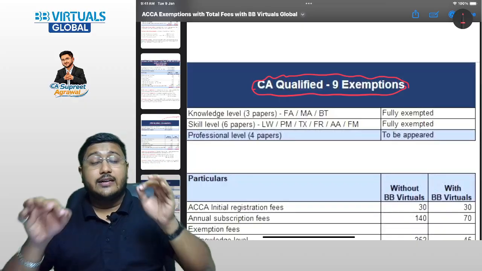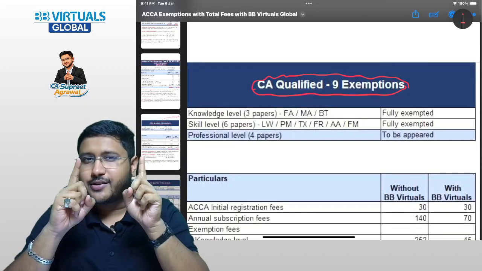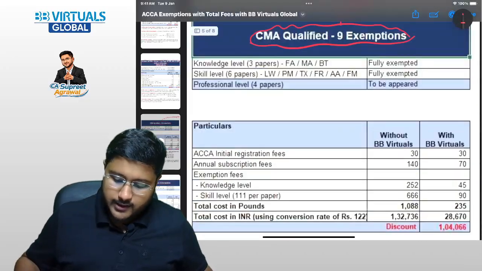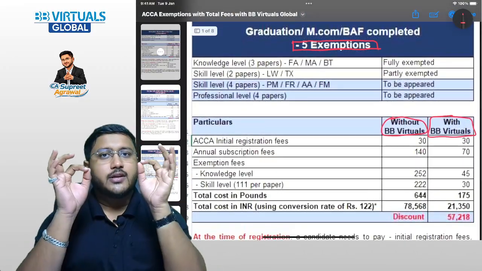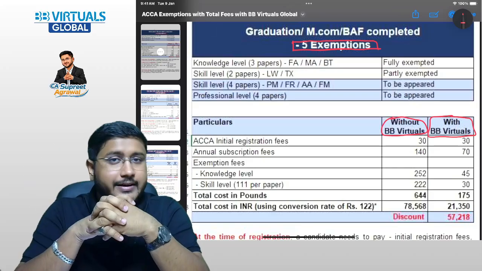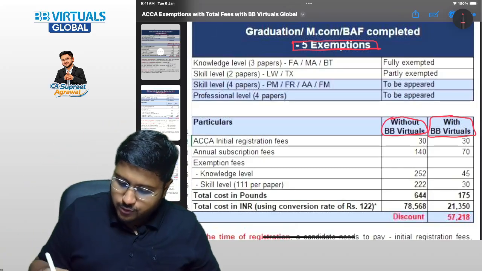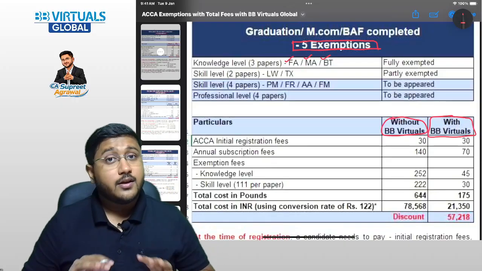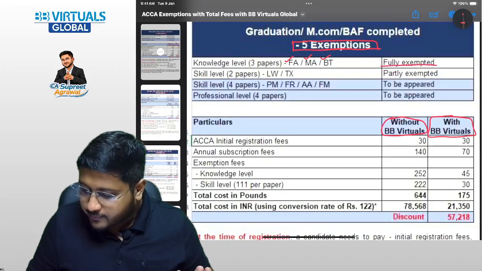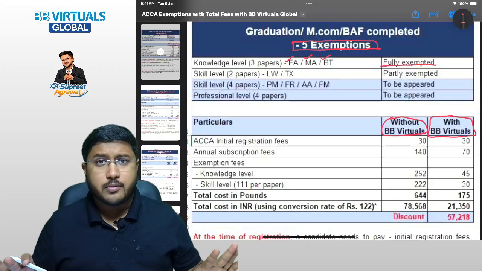My dear friends, here we are going to discuss everything in detail, category by category. So let's go to the first category. Now when we discuss graduation, MCom or BF completed students, they get the 5 exemptions. Now what are these exempted papers? So knowledge level, that is FA, MA and BT, these 3 are fully exempted. So you don't need to appear for them.